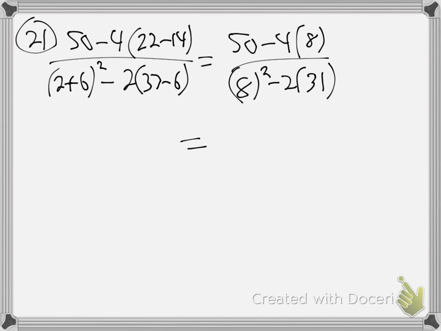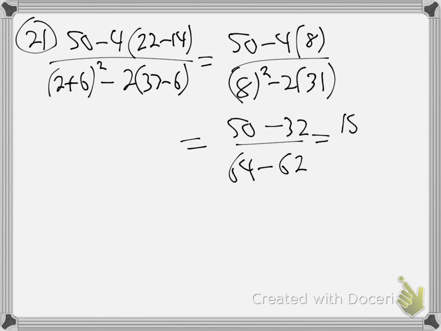And then what's last? Adding, subtracting. Just remember, adding, subtracting is last. You'll be okay. So notice, don't go 50 minus 4. Go 4 times 8 is 32. 8 squared, 64. 2 times 31, 62. And then subtract that. What's that? 18. Is that 2? 9.